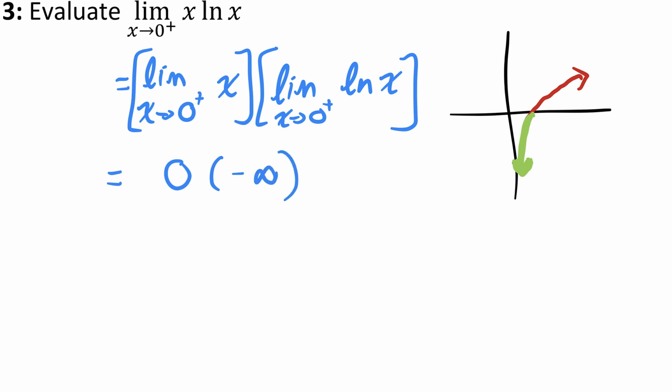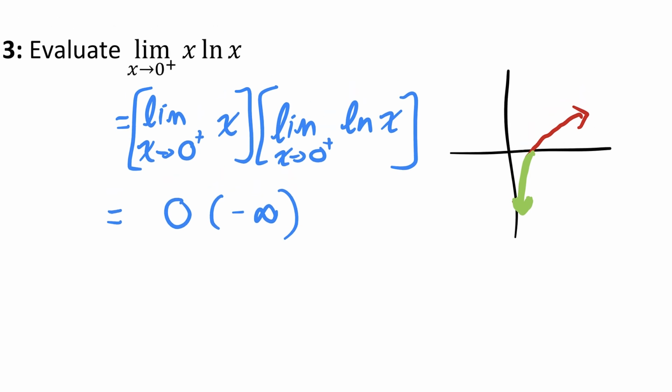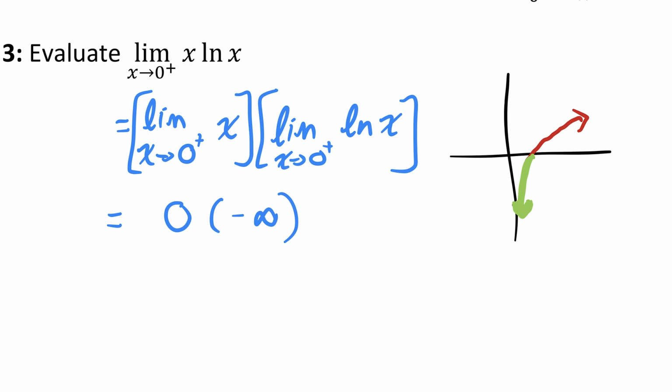This is an indeterminate form. This doesn't tell me if the limit exists or not. So what I'm going to have to do is try and rewrite this function, and I'm going to rewrite it in a way so that I can use L'Hopital's rule.